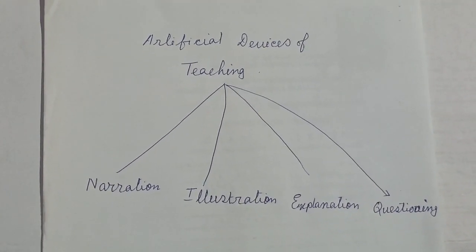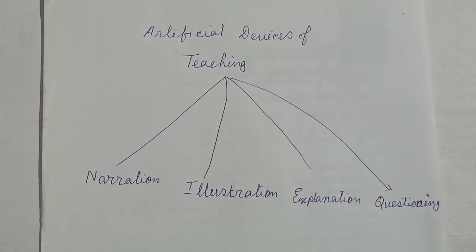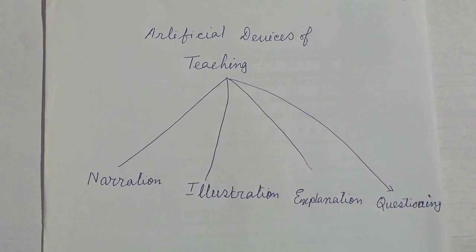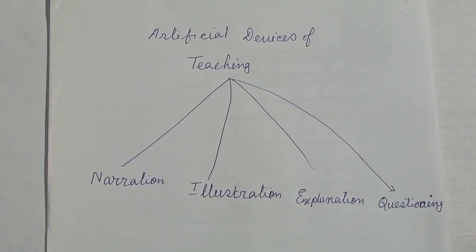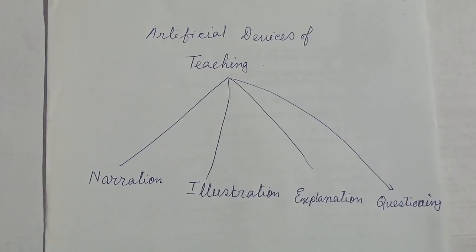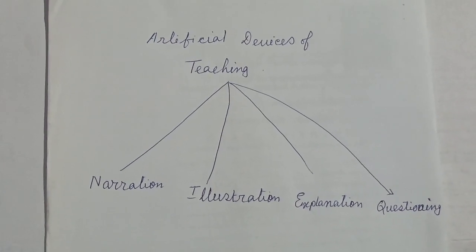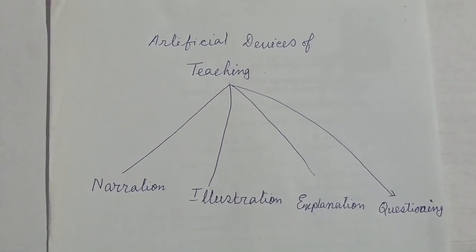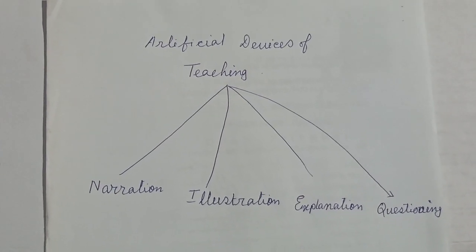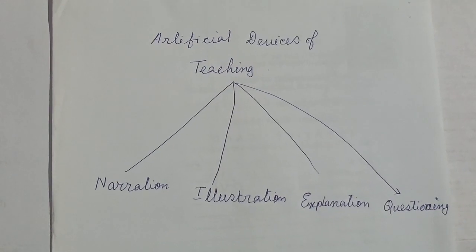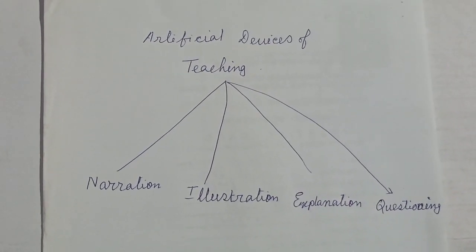But questioning is very simple. When we use questions in the teaching learning process, that is also called a kind of artificial device. Questions may be of different types, yes, no type questions. Again, it may be developing questions or certain other types of questions, but questions are definitely helpful in the teaching learning process, so it is called a device of teaching.